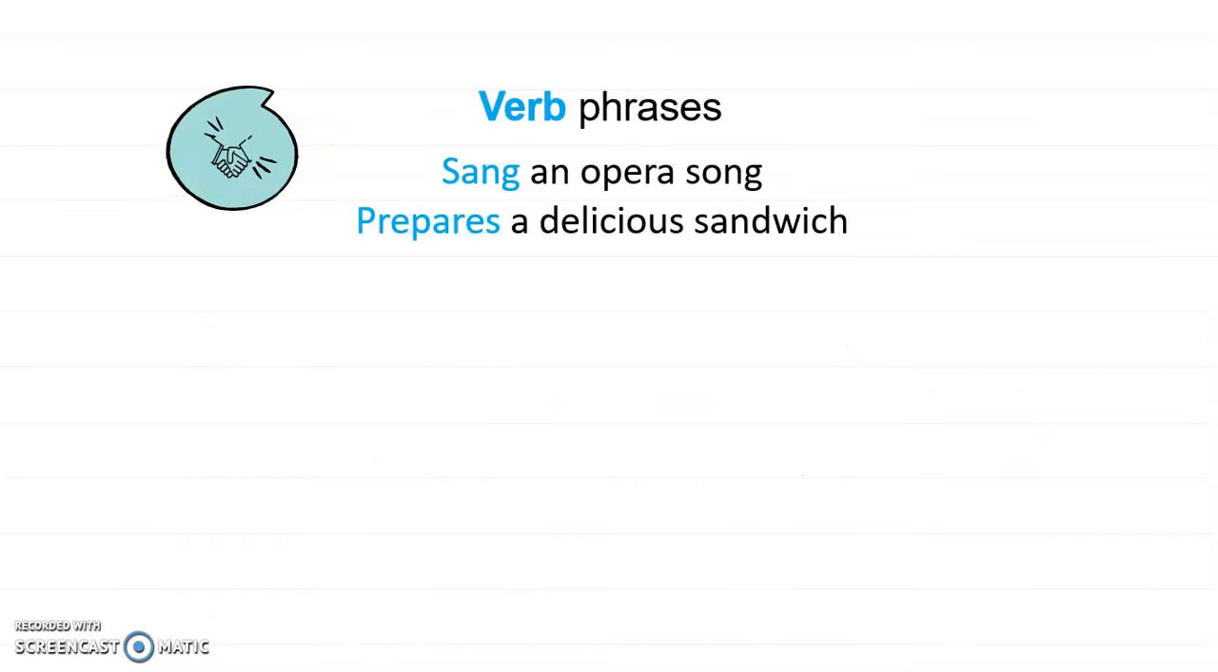Verb phrases. Sang an opera song. Prepares a delicious sandwich. As you can see, in the verb phrases, the verbs are followed by a noun phrase. This is the direct object. What did he sing? An opera song. What do you prepare? A delicious sandwich.